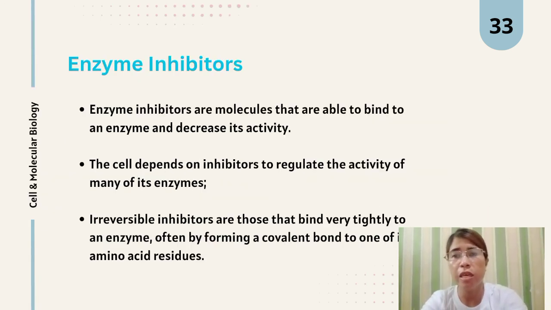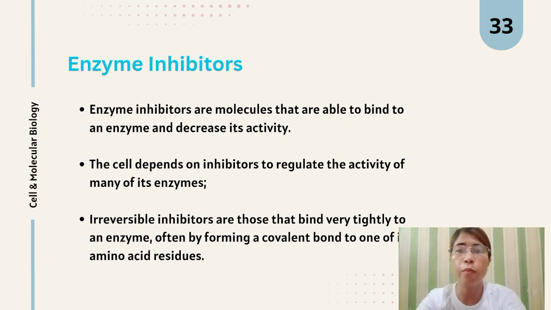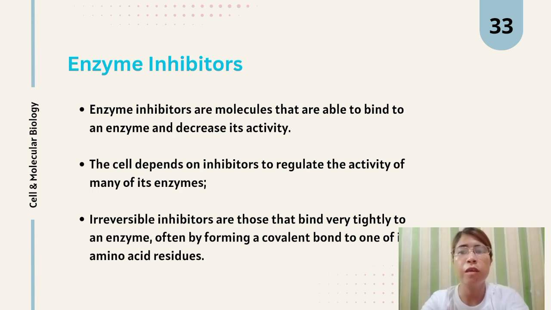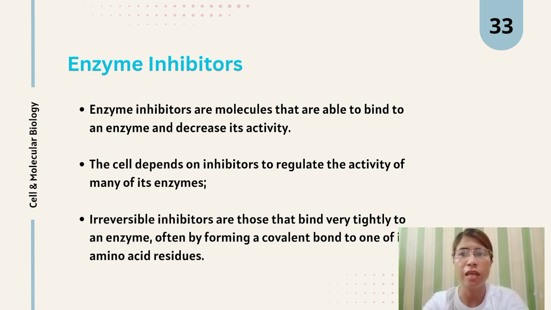Next is the enzyme inhibitors. Enzyme inhibitors are molecules that are able to bind an enzyme and decrease its activity. The cell depends on inhibitors to regulate the activity of many of its enzymes. Irreversible inhibitors are those that bind very tightly to an enzyme, often by forming a covalent bond to its amino acid residue. Makikita natin dito sa picture.